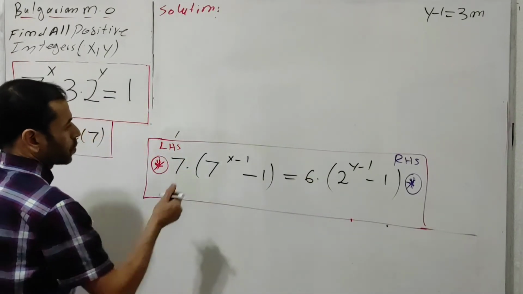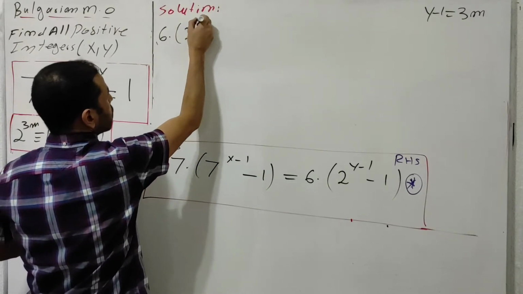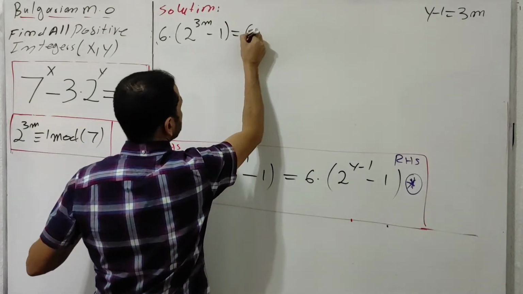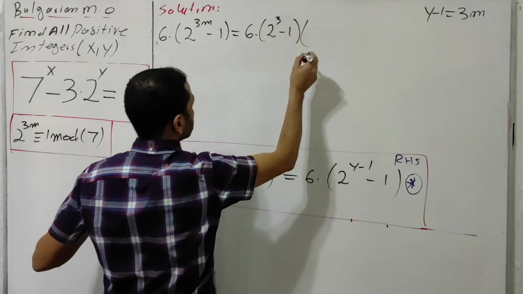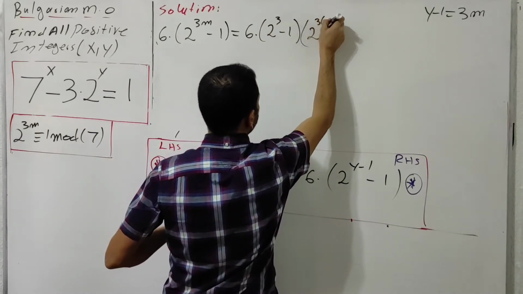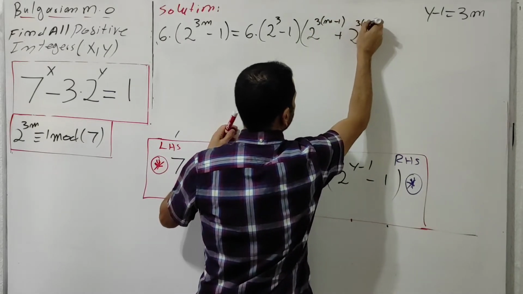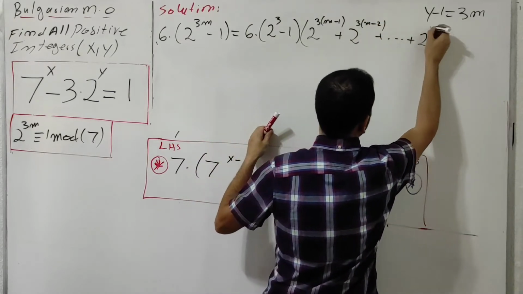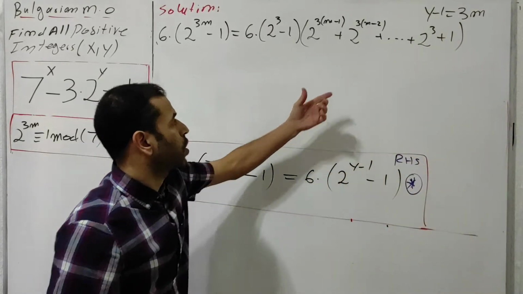I will get 6 multiplied by 2 to the 3m minus 1. I'm going to factor out this one. I will get 6 multiplied by 2 to the 3 minus 1, multiplied by 2 to the 3m minus 1, plus 2 to the 3 multiplied by m minus 2, and so on and so forth until you get 2 to the 3 plus 1. Okay, it's very tricky to factor out this one.